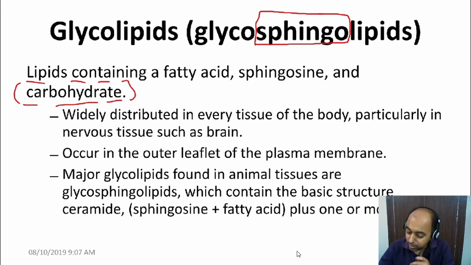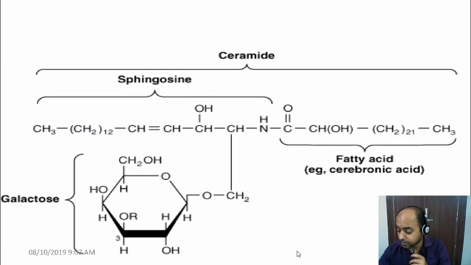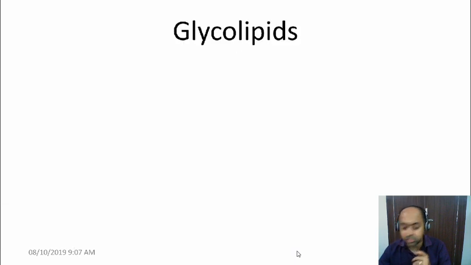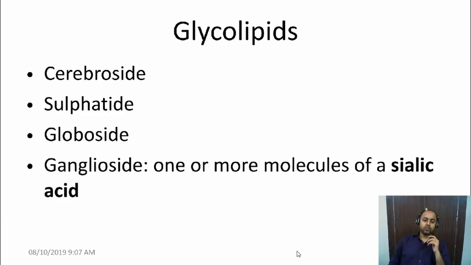They are very, very important for the CNS. They occur in the outer leaflet. Again, they are important in cell-cell interaction. All right, and the different structures of the carbohydrate are present, based on which the glycolipids are further subdivided. The subgroups are cerebroside, sulfatide, globoside, and ganglioside. We'll look at them one by one.